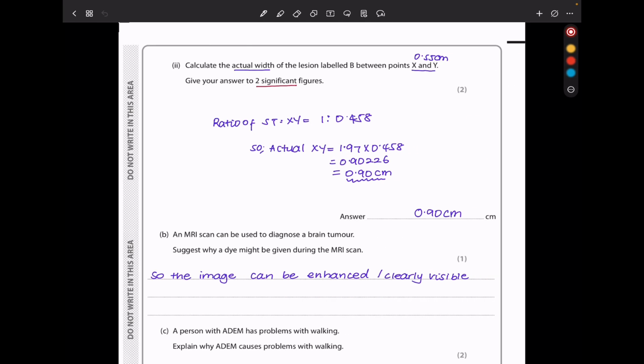Next, they say calculate the actual width of the lesion labeled B between point X and Y. Give your answer to two significant figures. When I measured XY, I got 0.55. So here I use the ratio of these two. ST to XY is 1 to 0.458. So I can use the actual values. The actual XY is going to equal 1.97 times the ratio, which is 0.458, giving me 0.90 centimeters. So that is going to be the answer.